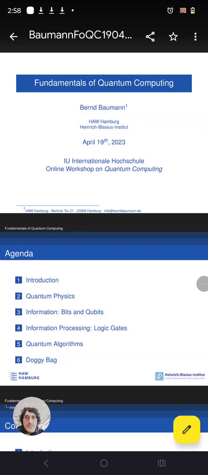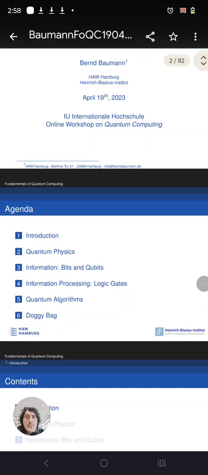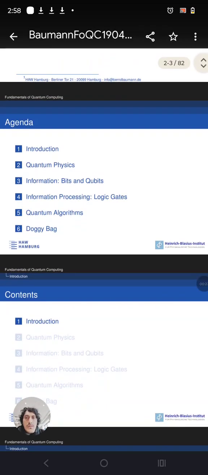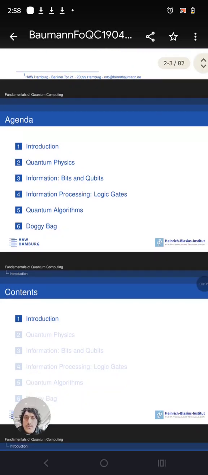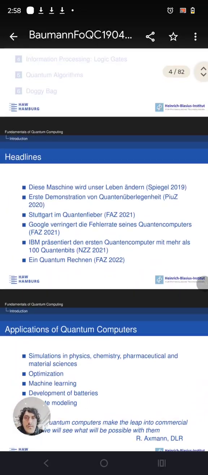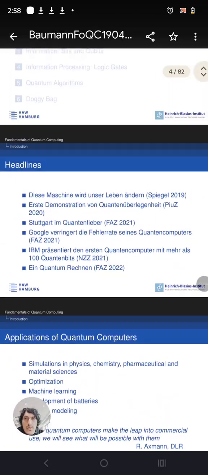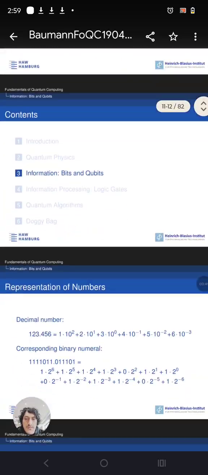So, we have a presentation here, Fundamentals of Quantum Computing, from April 19th, 2023. This is actually an online workshop on quantum computing by Bernd Baumann. This is the agenda: introduction, quantum physics, information, bits and qubits, information processing, logic gates, algorithms, doggy bag. Okay, and there is lots of cool stuff. We're going to skim through some of them and maybe take a look into details of some of them.